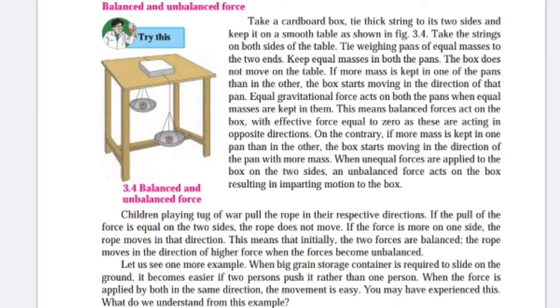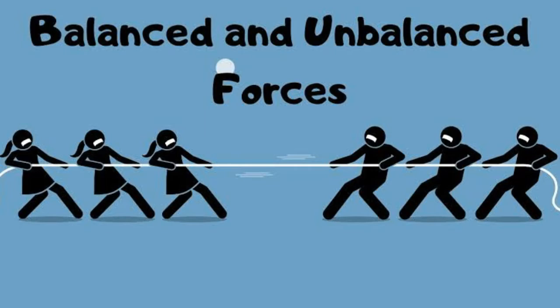Okay, let's understand it by another example. You must have played tug of war. In tug of war there are two teams. When the same force is applied by the two teams, the center of the rope does not move. If the force is more on one side, the rope moves in that direction. This means that initially the two forces are balanced. The rope moves in the direction of higher force when the forces become unbalanced.